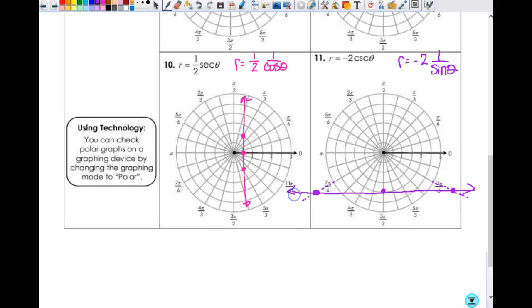It takes 2 points to make a line, but when you go outside of it, you might want to make that third one there. Okay. Everybody good? Yes? These are not that bad.